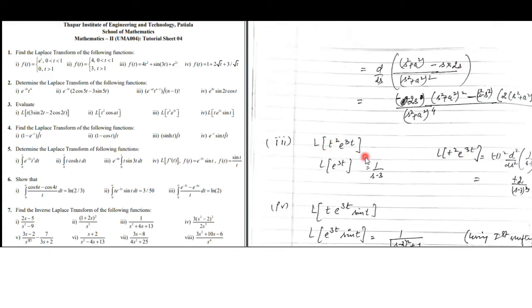Similarly, in the third part, first we will find out the Laplace of e to the power 3t, which is 1 over s minus 3. Now take its second derivative.